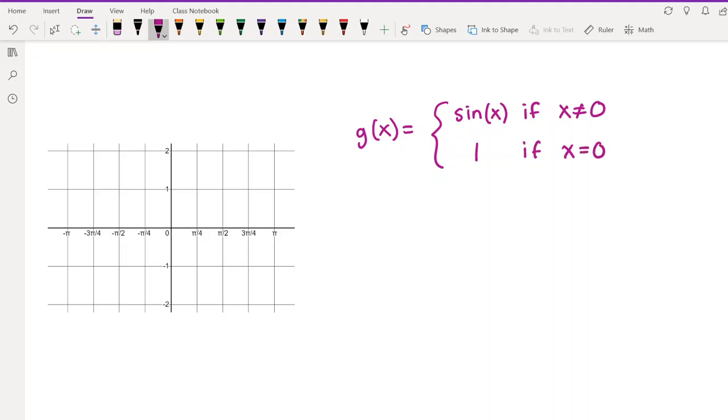So how do we go about graphing this one? Well, basically, this is going to look almost just like the graph of sine of x. The only problem is that it says if x is not equal to 0. And so what that tells us is that there's going to be a hole at x is equal to 0.